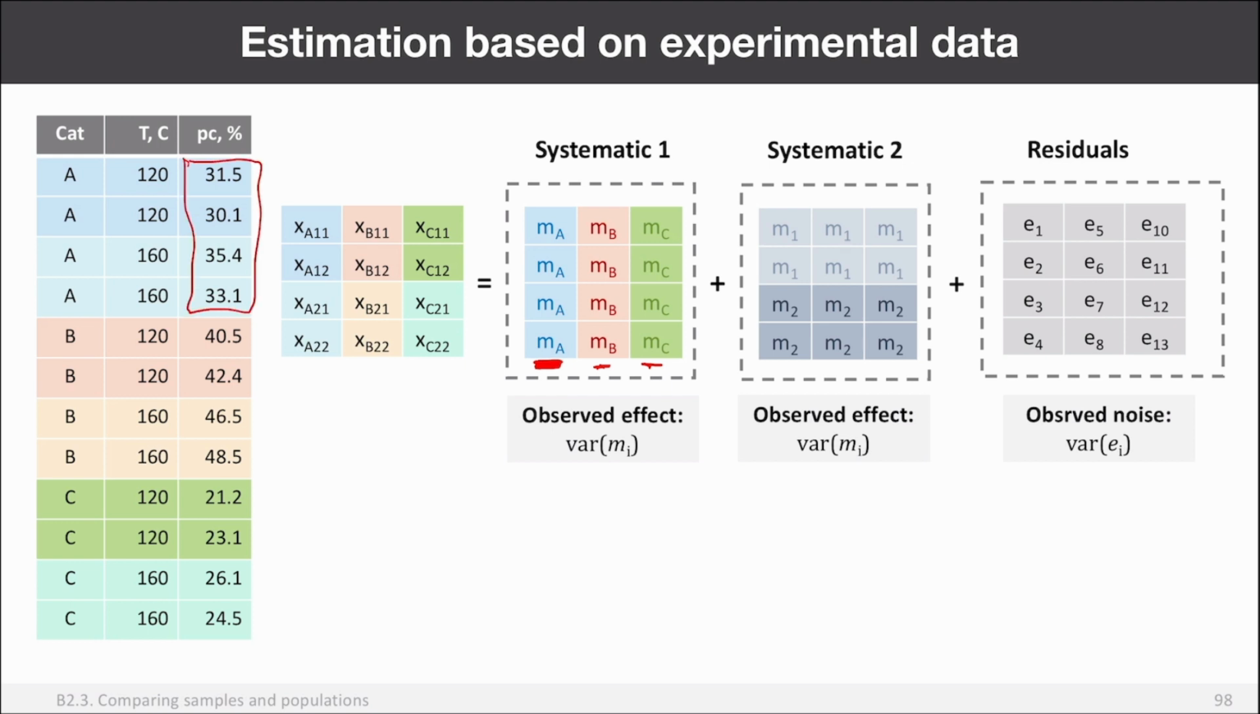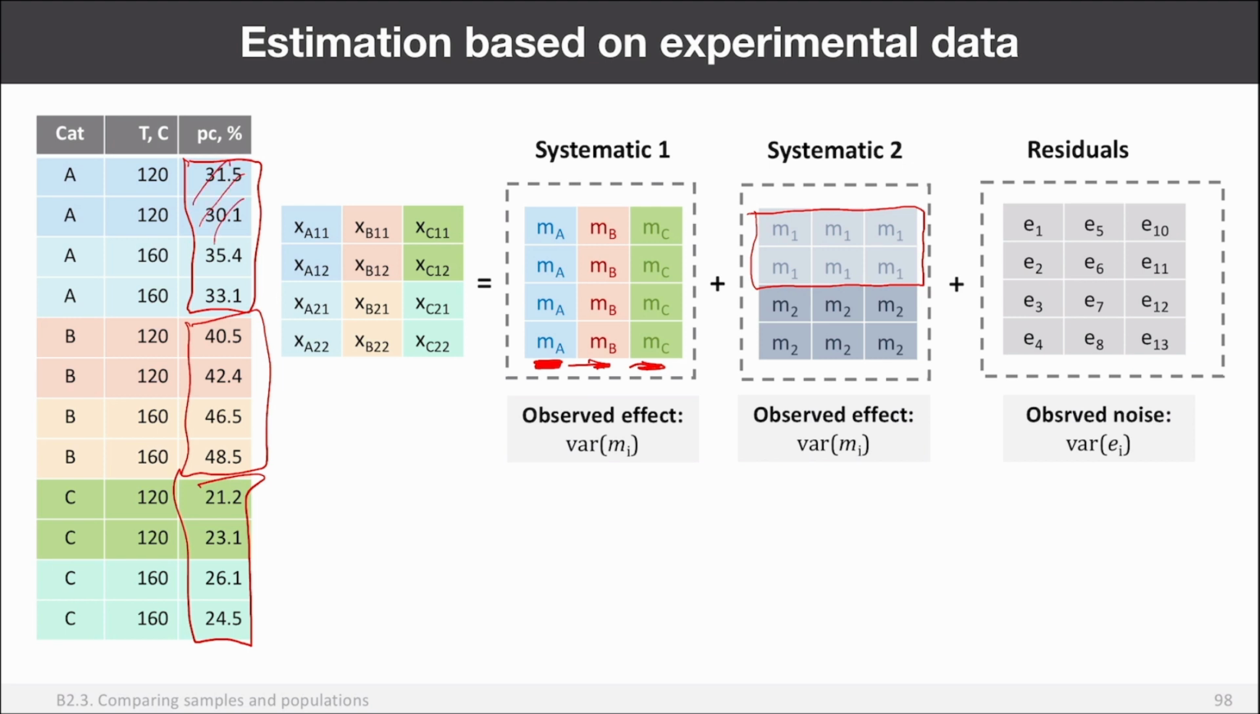So this is the average yield here. This is average yield here. This is average yield here. So this is the average yield within every catalyst, within experiments where we use the same catalyst. Now, likewise, we have average yield for all experiments where we have temperature equal to 120 degrees.